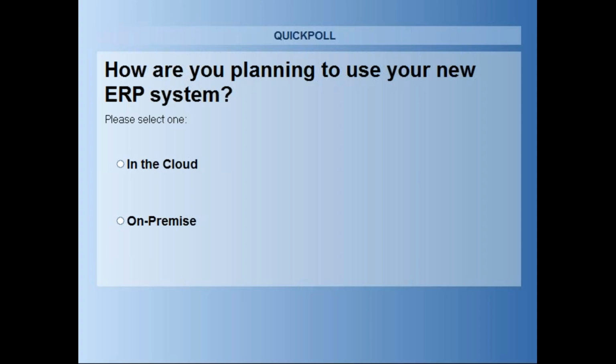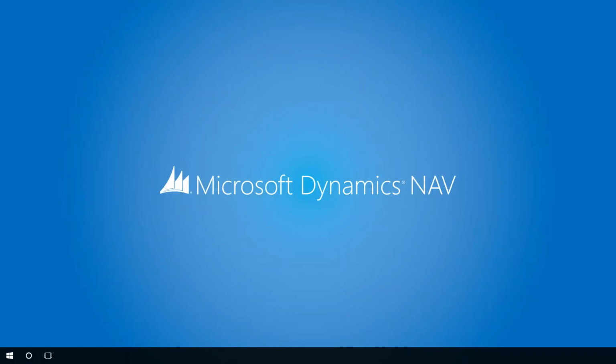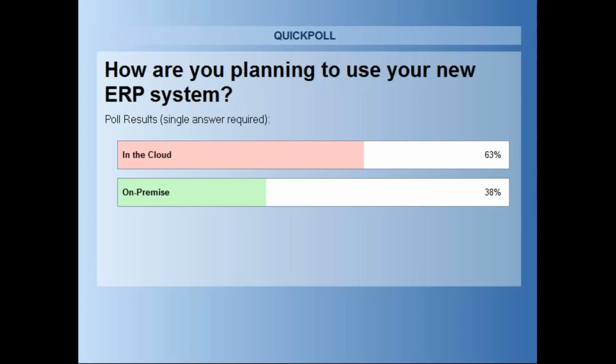Most everybody has voted, so I'll give you another 5 seconds, and then I'll close this poll as well. All right, I'm closing this poll. Here I've been pleasantly surprised. 63% of the crowd here wants to use Dynamics Nav in the cloud. That's fantastic.